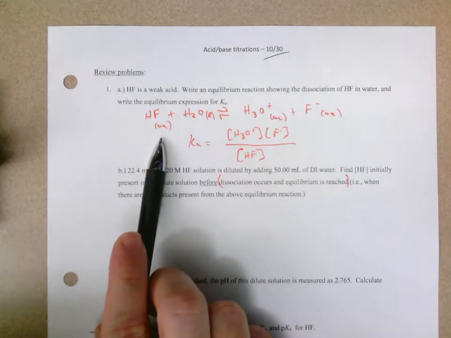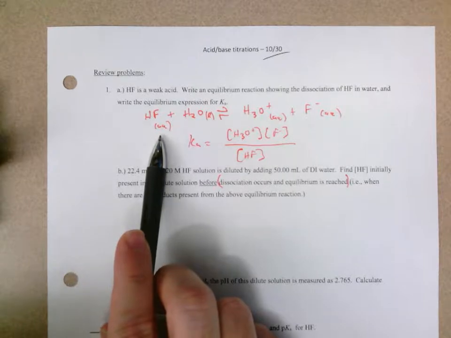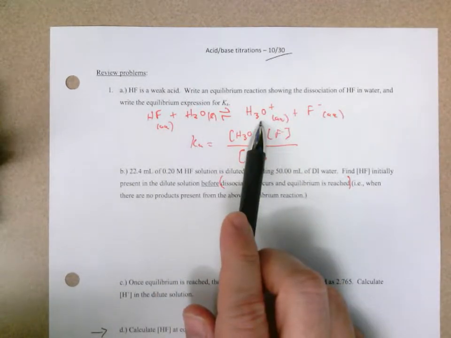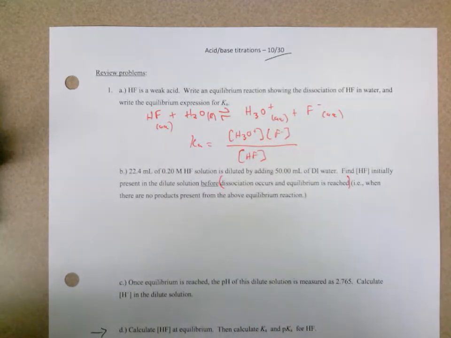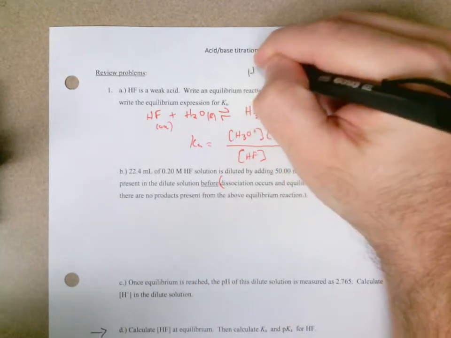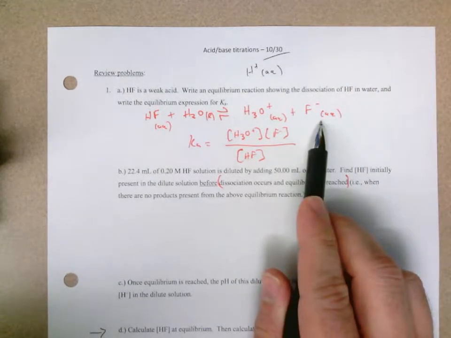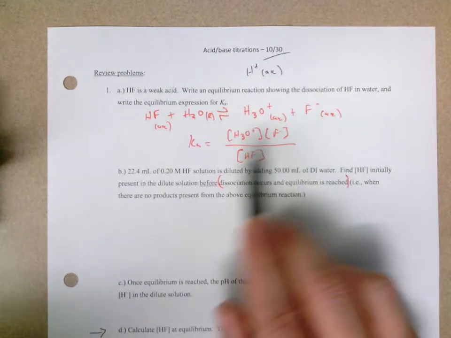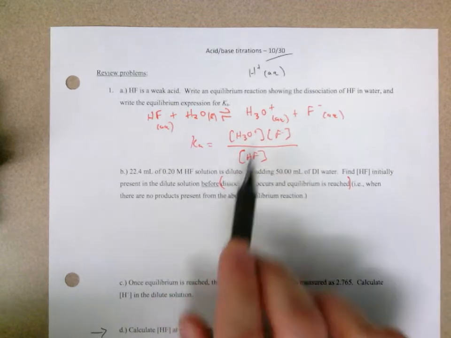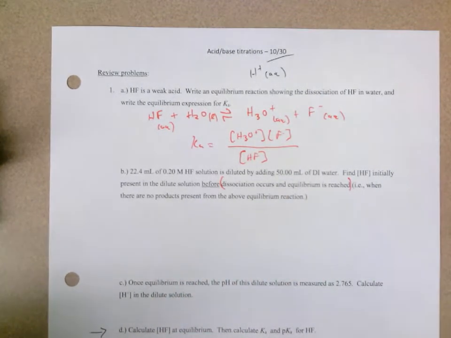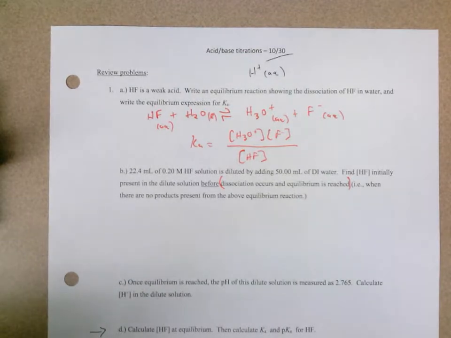Here is our reaction of HF being a weak acid with water. We have aqueous HF plus liquid water gives hydronium ion, H3O+, which is essentially equivalent to just H+, aqueous, plus fluoride ion, F- aqueous. Then for my Ka, I put in all the aqueous things, products on top, reactants on the bottom. There are no exponents for this one, so it's pretty straightforward.